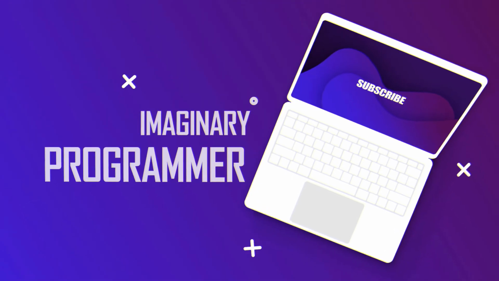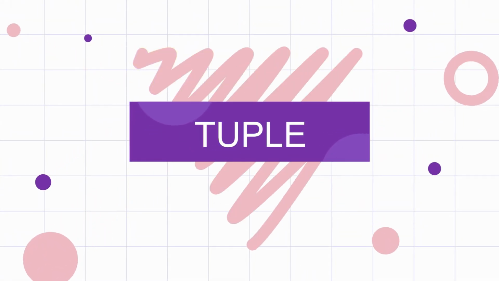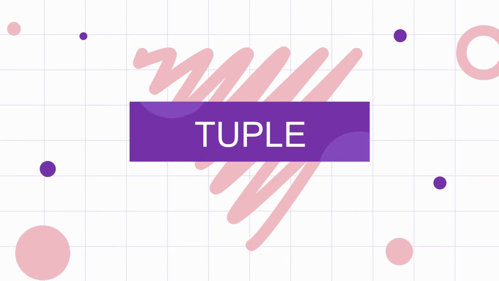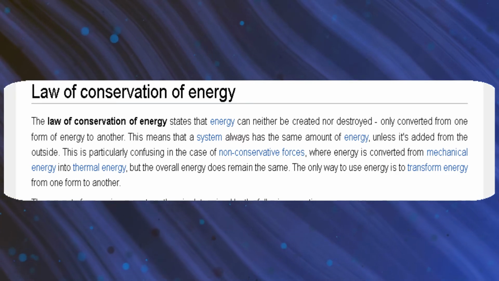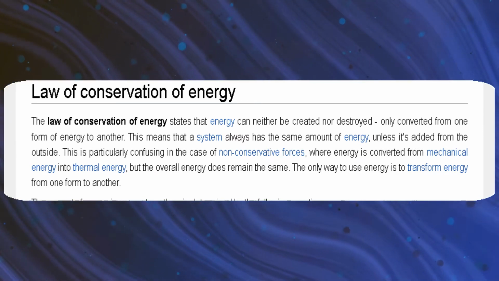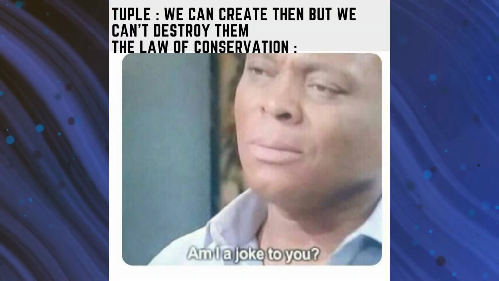Today we are talking about tuples in Python. Some people like to say tuple one way and some people say it another way. You can call it whatever you want, but I like to call it tuple. This is one of the data structures in Python that breaks the law of nature, that is, the law of conservation, because in a tuple we can create them but we can't destroy them.